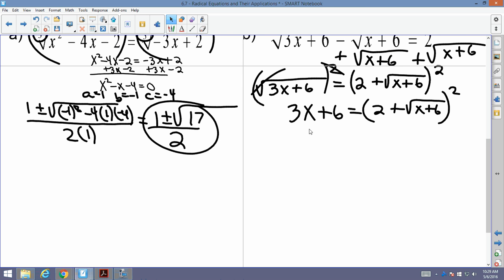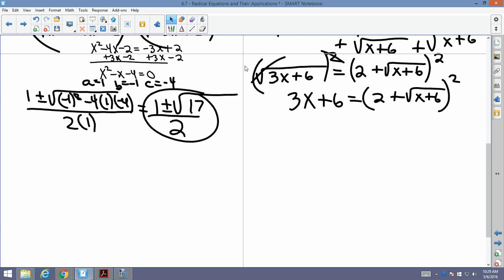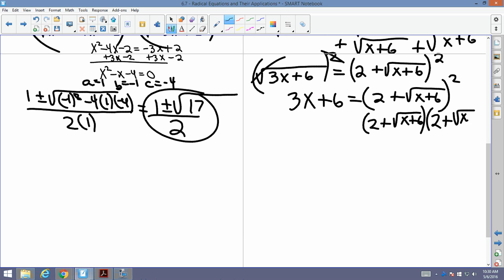Okay, now, when we square 2 plus square root of x plus 6, the answer is 4 plus x plus 6, right? Right? Wrong! I got you all. Guys, how many times have I told you this? I know it's Friday, but come on, y'all. This is 2 plus square root of x plus 6 times 2 plus square root of x plus 6.